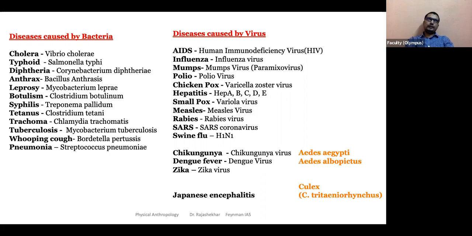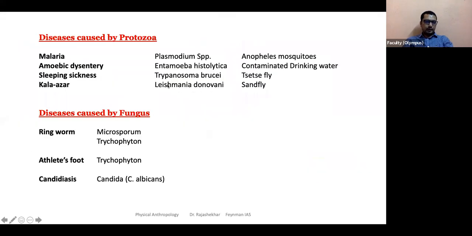Many other protozoan diseases are there. Another example I told you is amoebiasis. Amoebic dysentery, or amoebiasis, is also a protozoan disease. Not sure if I have them on the list. Yes, I have. Amoebic dysentery, amoebiasis, spreads through contaminated drinking water, and malaria through Anopheles mosquitoes.